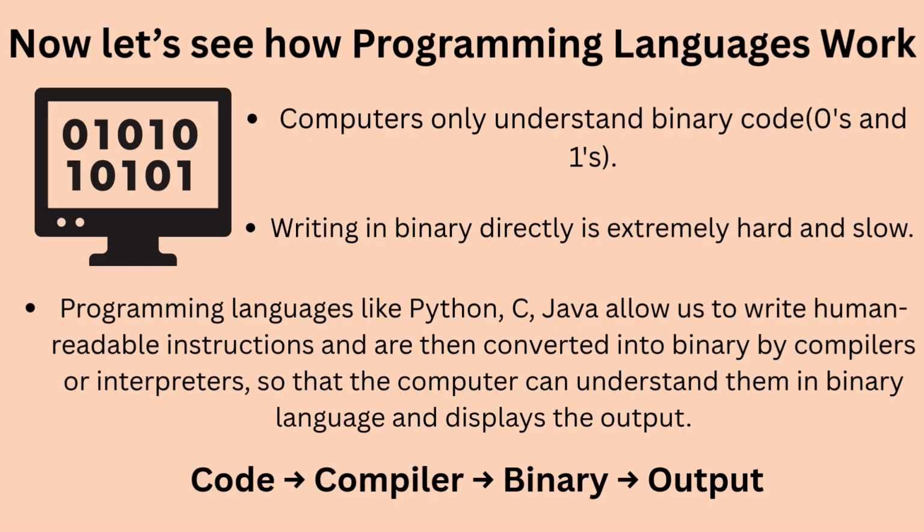Here's an example of how a programming language works. First, the code which we have typed goes to the compiler, and the compiler converts it into binary code, zeros and ones, so that the computer understands and displays the output.